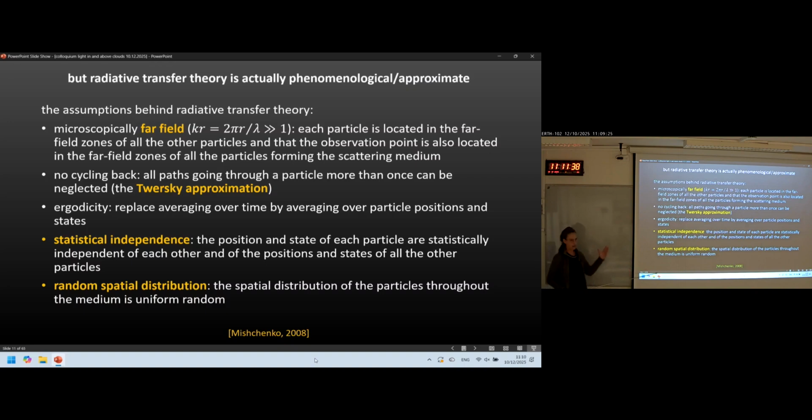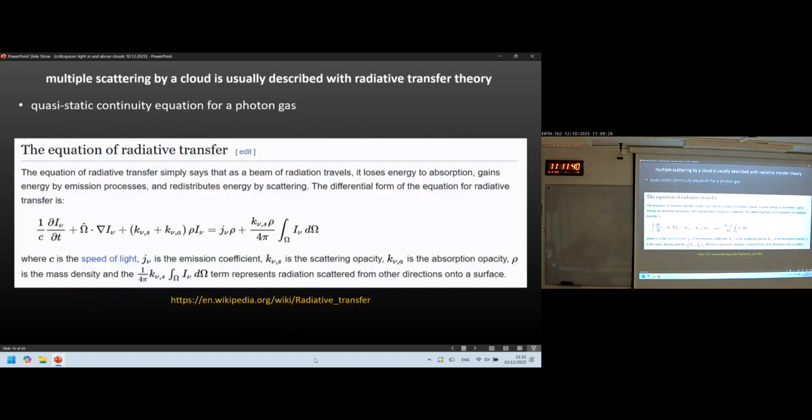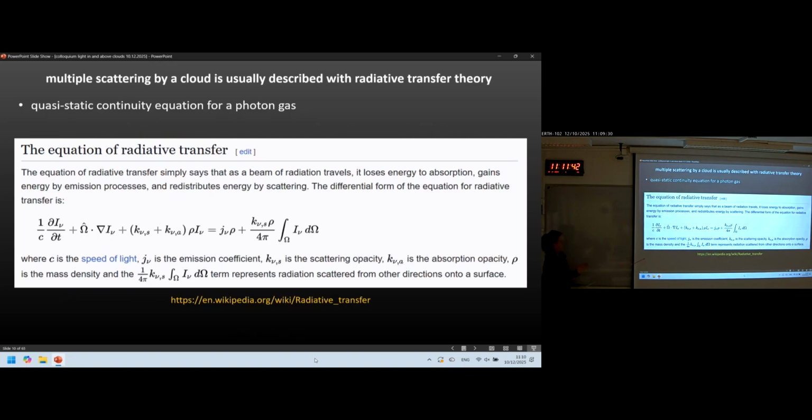Now, all of these assumptions are implicit in this theory, but nevertheless everyone has used it for decades, not just in clouds, but in the atmosphere in general, and not just in Earth's atmosphere, but in astrophysics. This is the equation that people use to solve radiative transfer.